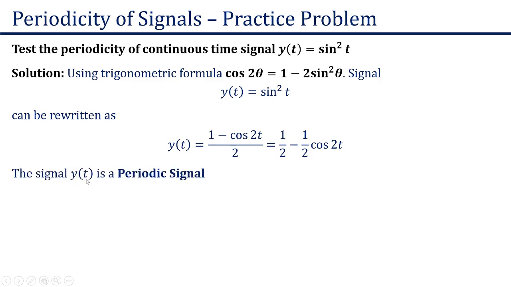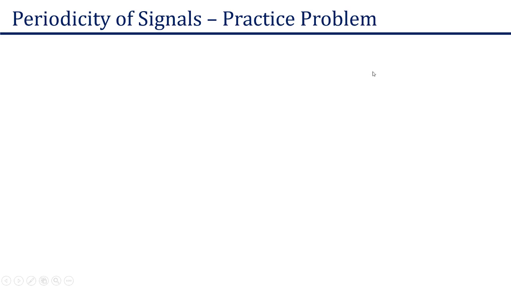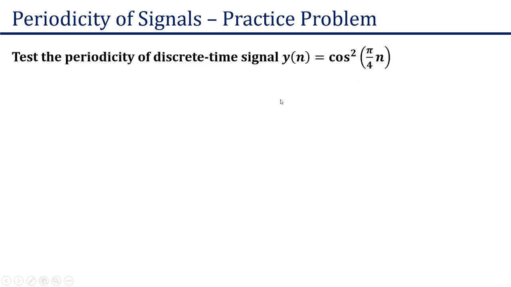Therefore, signal y(t) as a whole is a periodic signal whose fundamental time period is given as T0 = 2 pi/omega. Omega in this case is 2, therefore the signal time period is 2 pi/2, which is equal to pi.